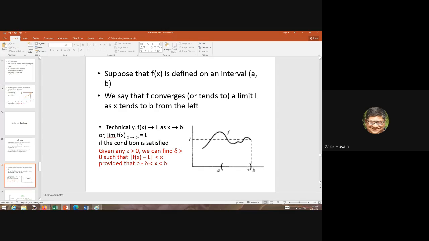So x is increasing. Technically, as x tends to b, x increases and it approaches b. So this negative simply indicates that you're approaching from below. In that case, f(x) will tend to L if the condition is satisfied. Given any epsilon positive, we can find a positive del such that the absolute value of this difference is less than epsilon, given that x lies between b minus del and b.